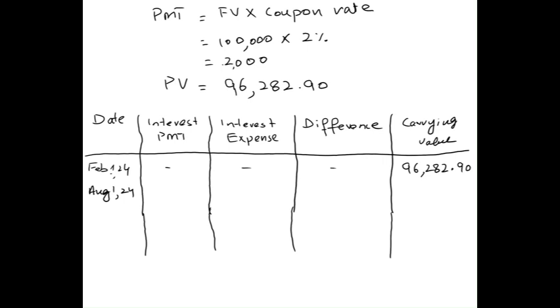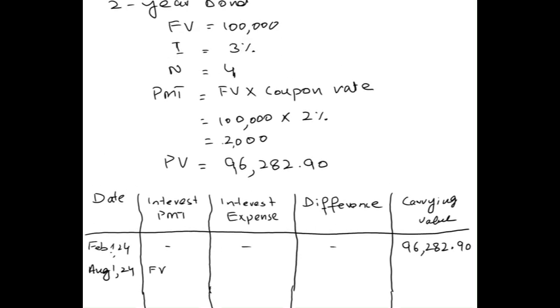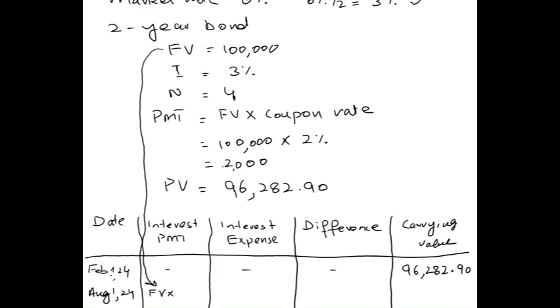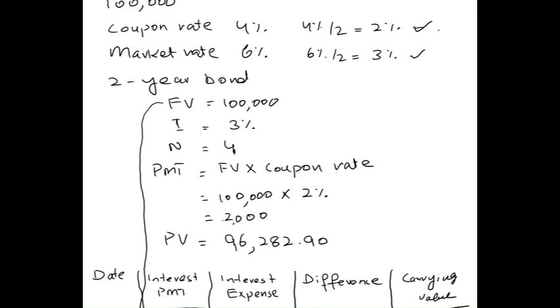So on August 1st, the interest payment will be, so remember this, interest payment is always going to be face value, which is this amount, times the coupon rate, which is this one, coupon rate 2%. Remember, don't use this rate. Use this rate, 2%, the half of the original rate, because it is semi-annual payments. So this one.